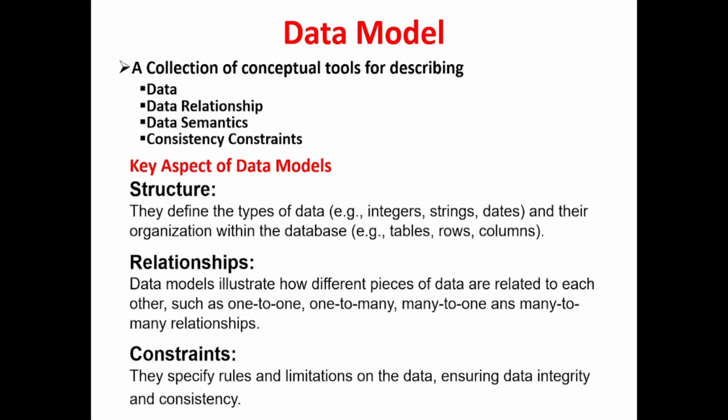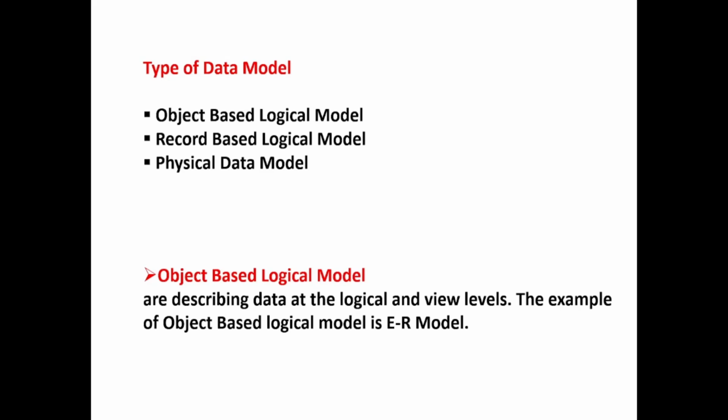And the third aspect of the data model is the constraint. If we are adding some constraint like primary key, it means that a particular record has a certain value that has to be unique for that particular record. That is called primary key.